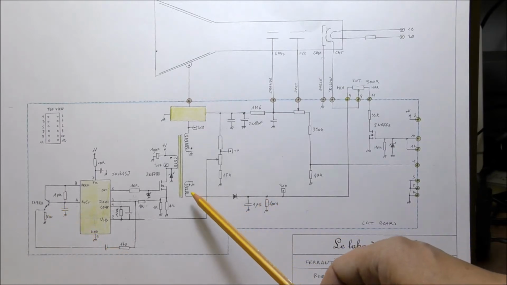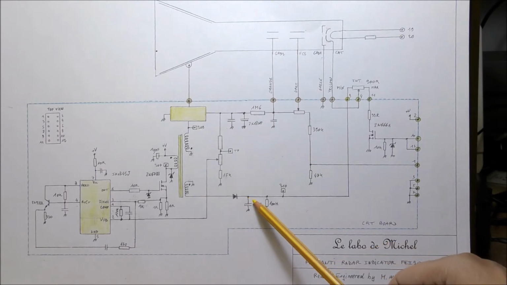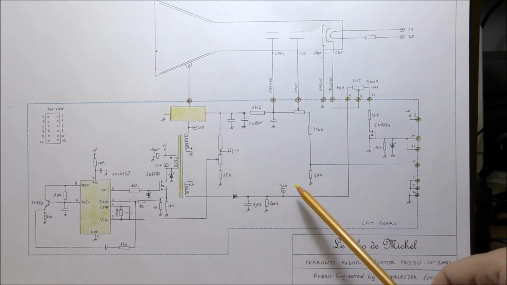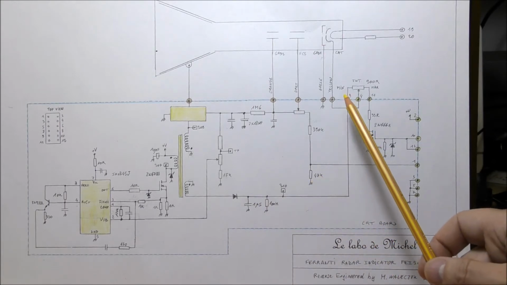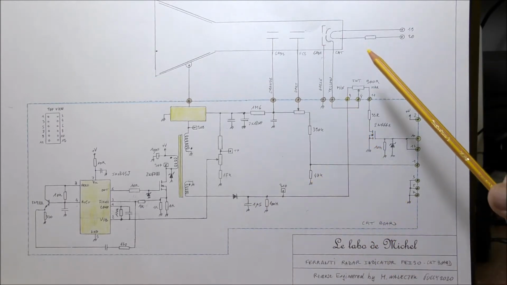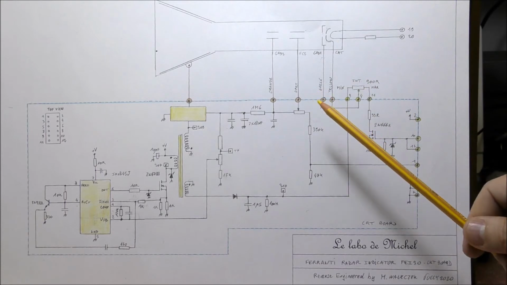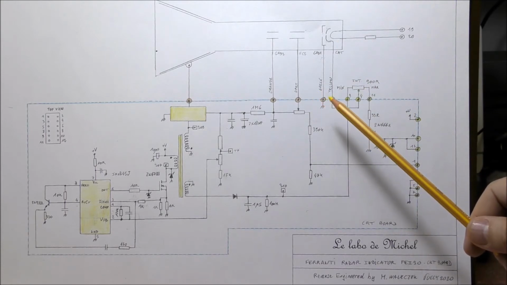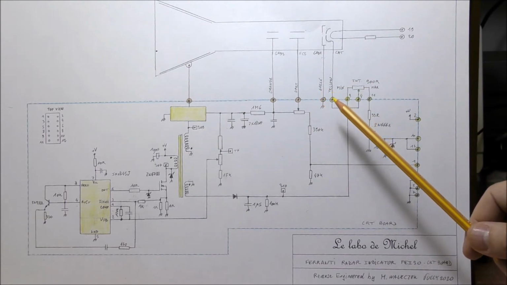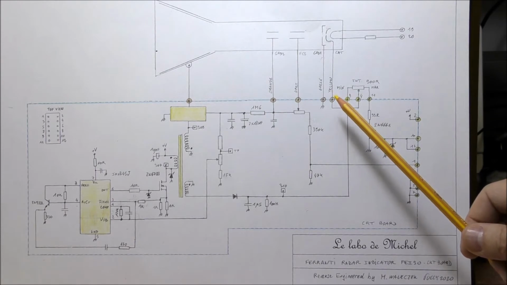One secondary is this one. It permits to generate a voltage close to 45 volts, which permits to drive the cathode of the CRT. You can see that the Vnelt of the CRT is connected to the ground. So the only method to command the intensity of the CRT is to adjust the voltage of the cathode here.